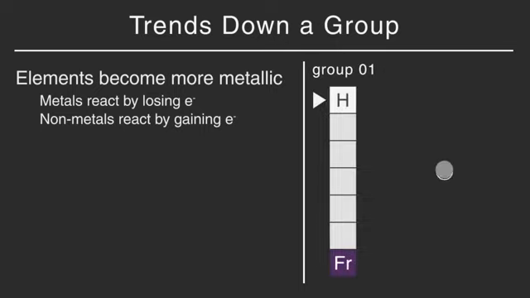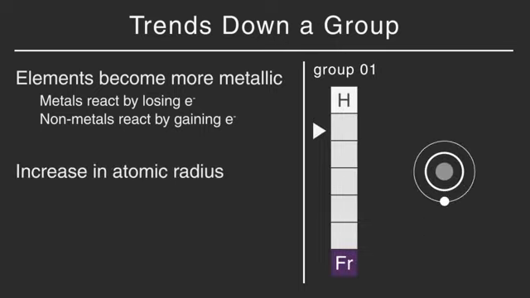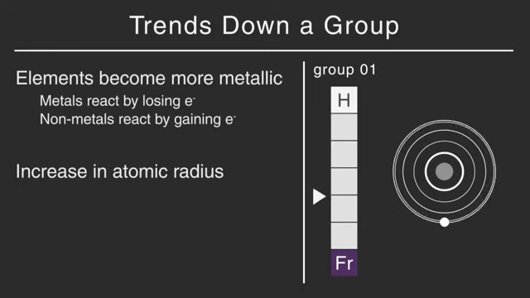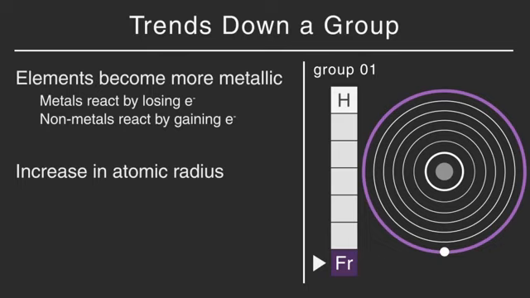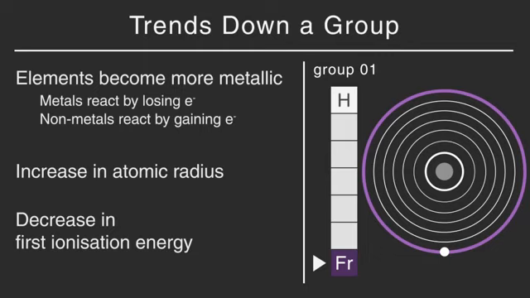Also, going down the group, there is an increase in atomic radius. This means that an extra shell of electrons is added for each successive element. However, there is a decrease in first ionization energy, which, as noted before, is the energy needed to remove the outermost electron. There are 3 groups of the periodic table that are usually studied.